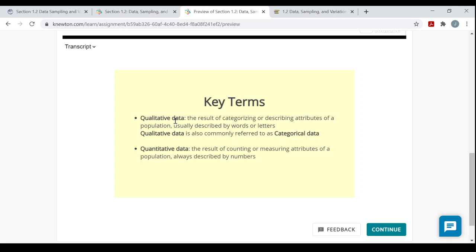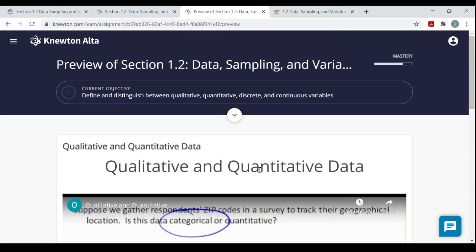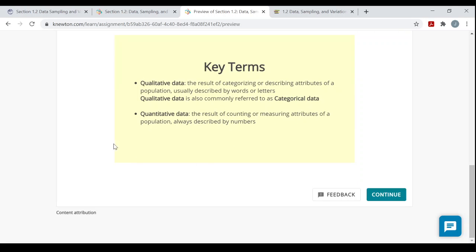So this is when, like, if I started recording the colors of my M&Ms, if I pull a sample of M&Ms and this one's brown, this one's red, this one's blue: colors, labels, words, categories. Quantitative data is quantity, numbers, right? The result of counting or measuring attributes of a population, always described by numbers. All right. It looks like that's all, right?